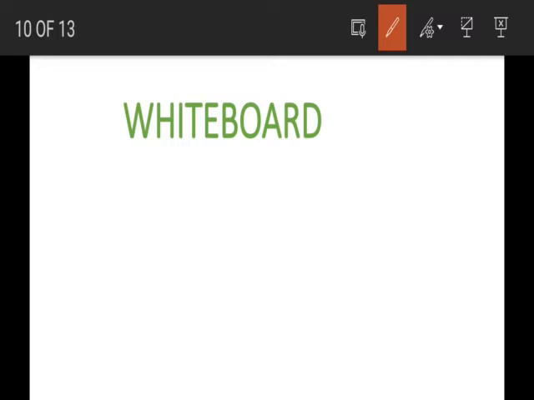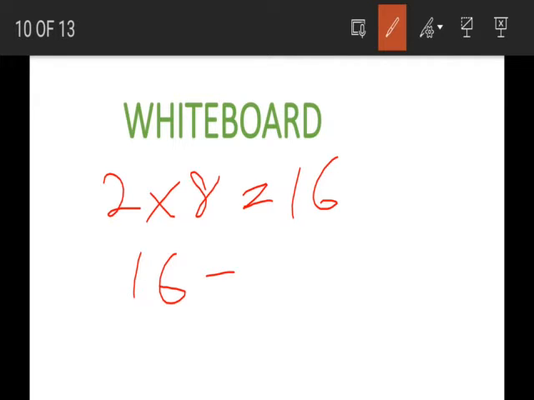So assuming 12 was not given, to get your 12, what you simply do is 2 times 8. 2 times 8 will give you 16. Then 16 minus 4. What will it give you? It is 12. Good.